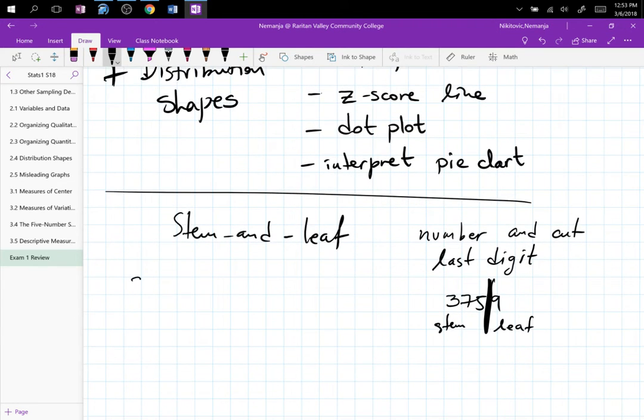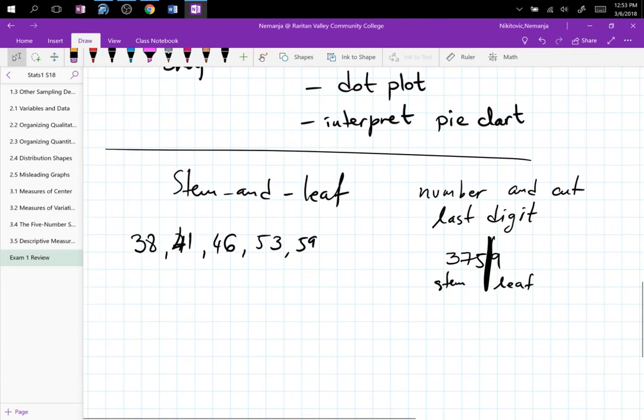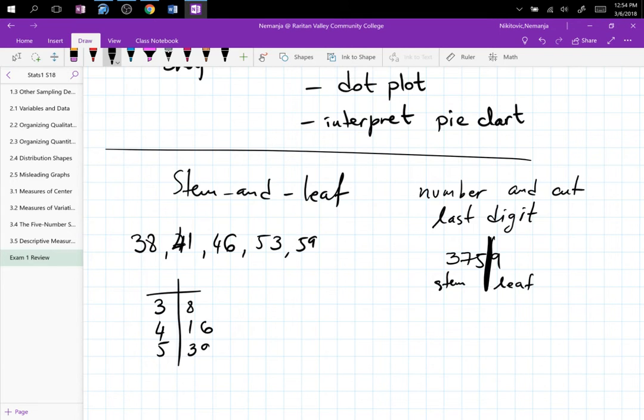So for stem and leaf, if your data is 38, 41, 46, 53, 59, you will have 3, 4, 5 here, and then 8, 1, 6, and 3 and 9. So that will be stem and leaf.